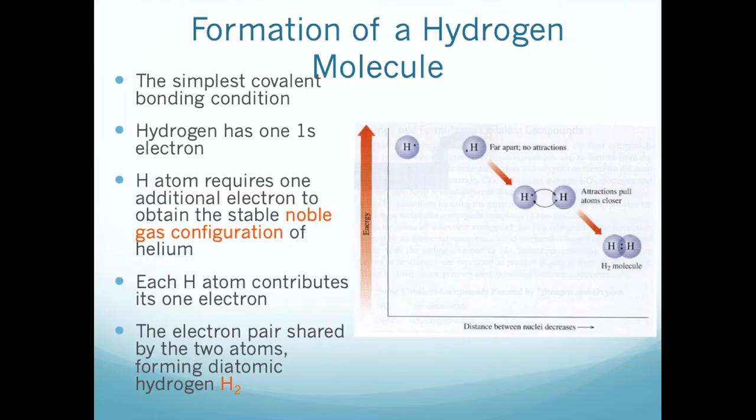Now, in that sense, they're like helium. Helium is a noble gas with two electrons, filling up its 1s orbital. And so this hydrogen molecule kind of mimics that. And that's why a hydrogen molecule is much more stable compared to individual hydrogen atoms.